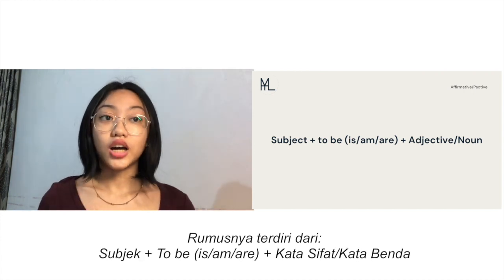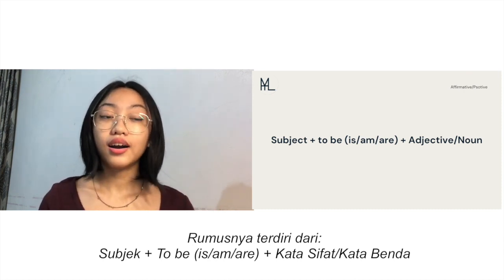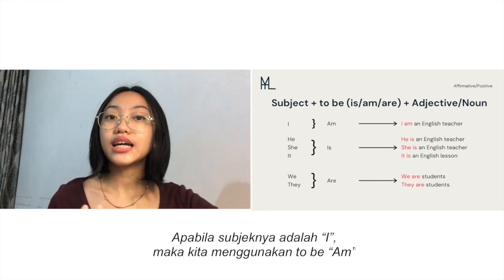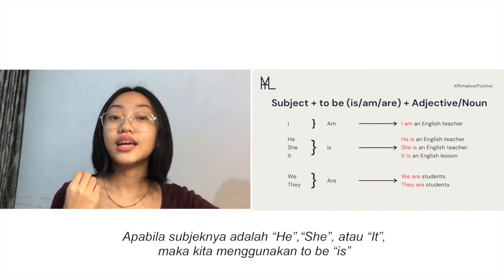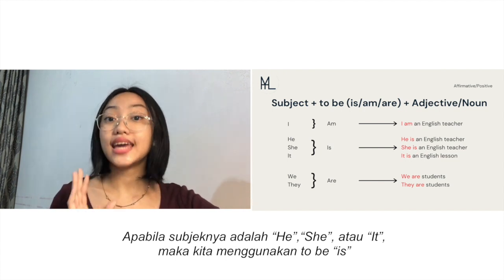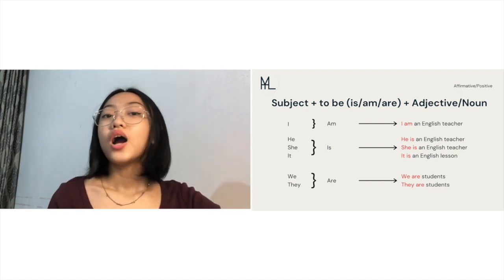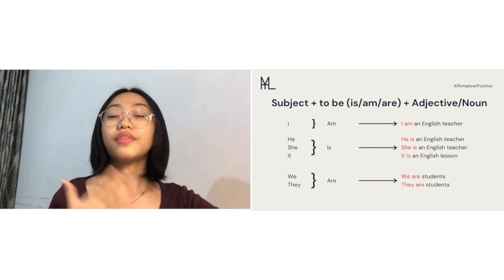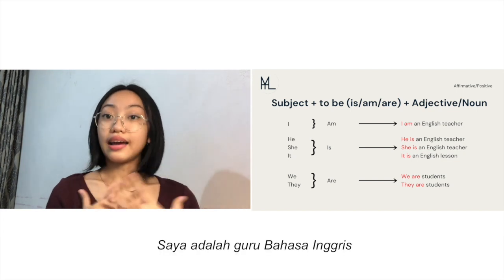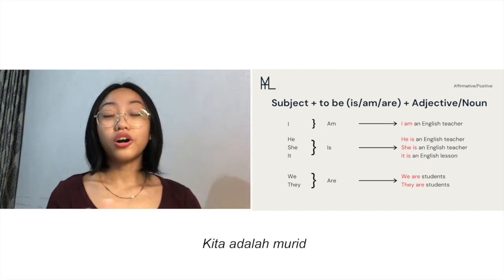The formula consists of subject plus to be, which is is, am, or are, plus adjective or noun. If the subject is I, then we use am. So I am. If the subject is he, she, or it, then we use is. So he is, or she is, or it is. We use are if the subject is we or they. So we are or they are. For example, I am an English teacher. She is a student. We are students.